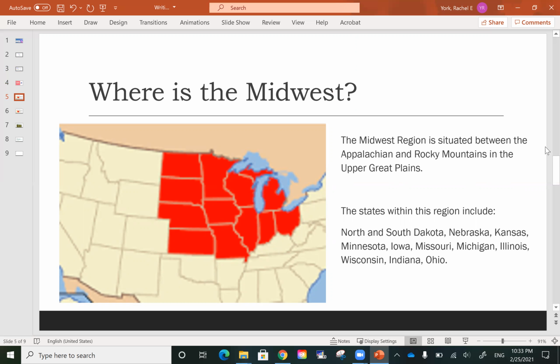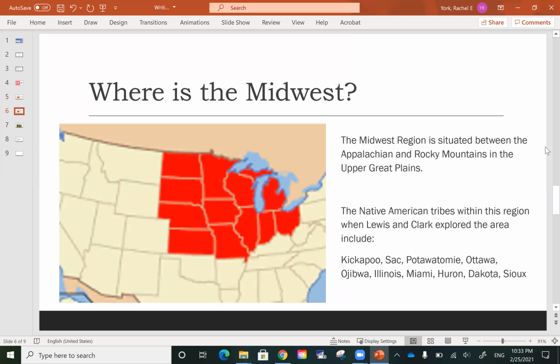In the 1800s, when Lewis and Clark went through the Midwest, there were a lot of Indian tribes in this region. The tribes included the Kickapoo, Sauk, Potawatomi, Ottawa, Ojibwa, Illinois, Miami, Huron, Dakota, and Sioux tribes. As you can see, some of these tribes have states and cities named for them, and Ottawa is actually a province in Canada. But as you can see, there were some acknowledgements of their existence whenever naming different areas. Okay.